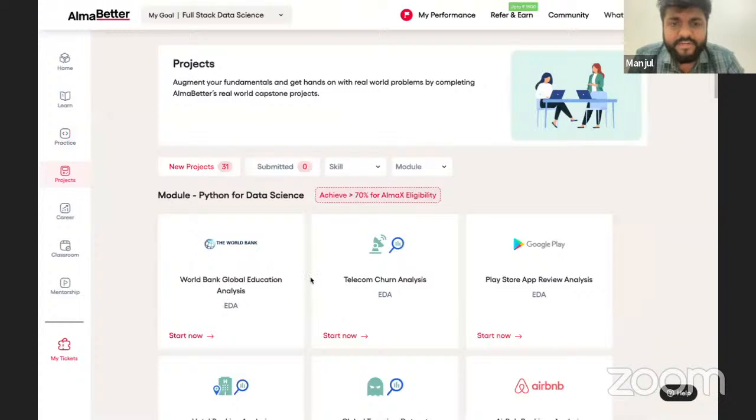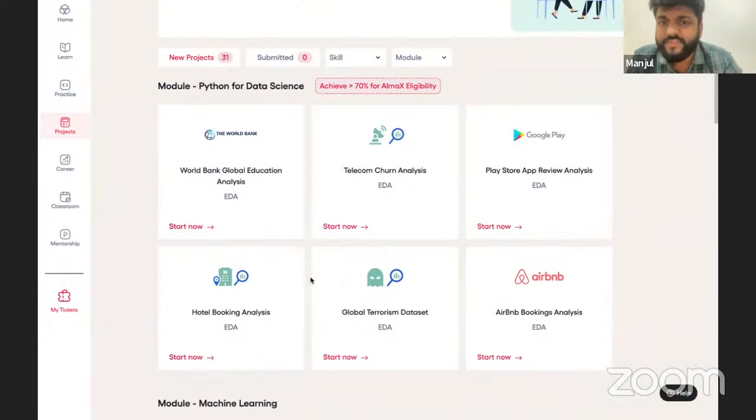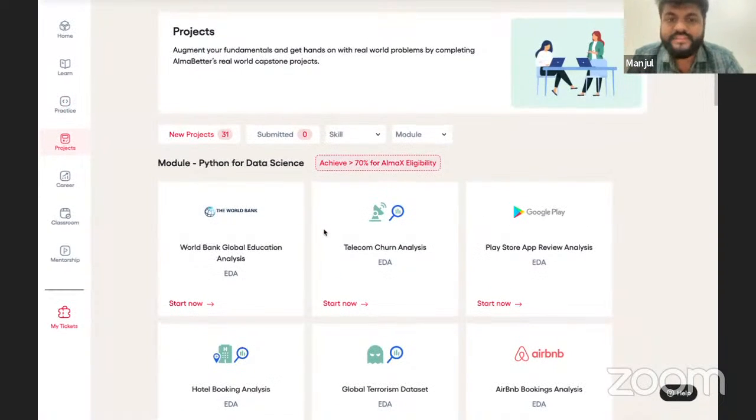Projects: we have 31 projects here at AlmaBetter, and you have to ensure that you're doing at least 5 of them, because we have 6 modules. So there is no point doing anything less than the modules that we have here with us when we talk about the project part.